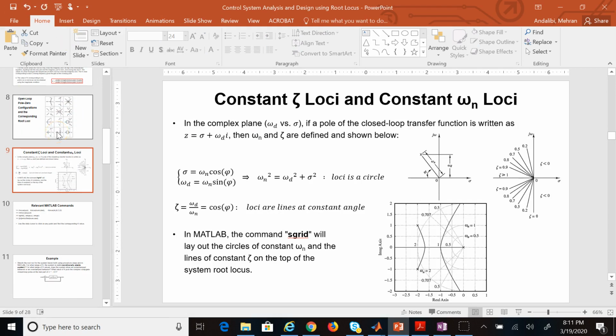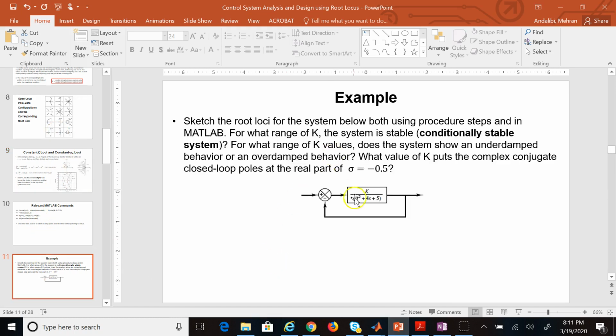Now we have to look at a couple of more things before we can continue this example. So we have drawn, fine. We know for what ranges of k, which was between 0 to 20, the system is stable, right? Okay, so we say the system is conditionally stable. Condition on what? On the value of k.